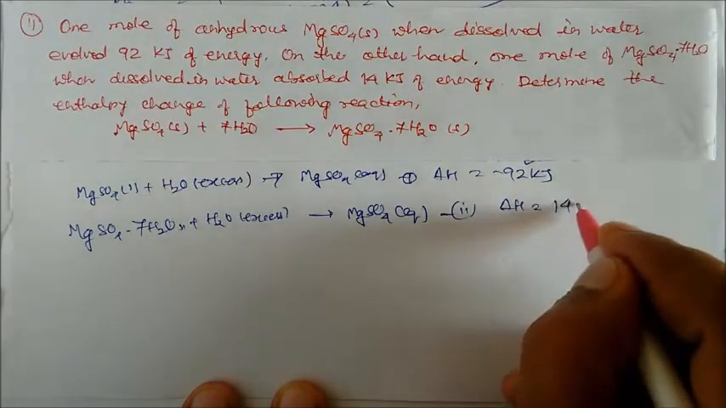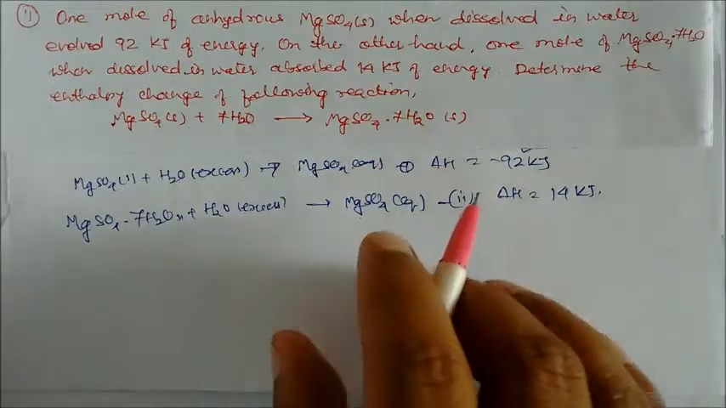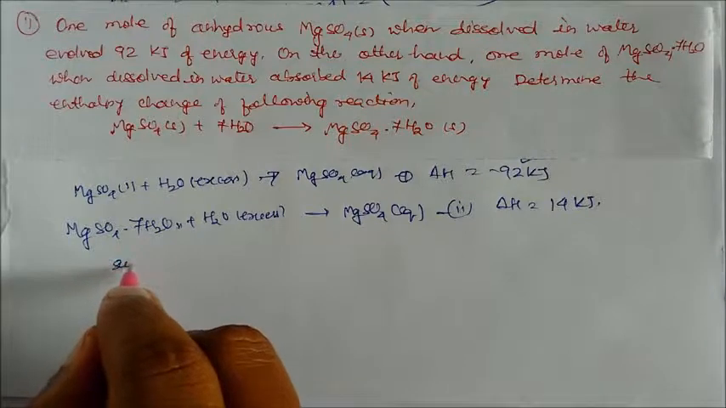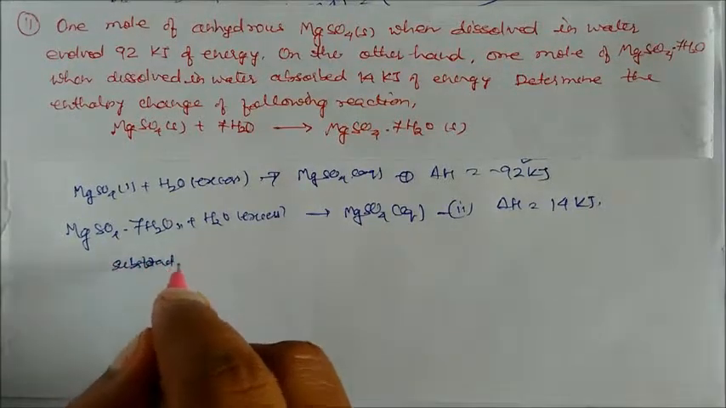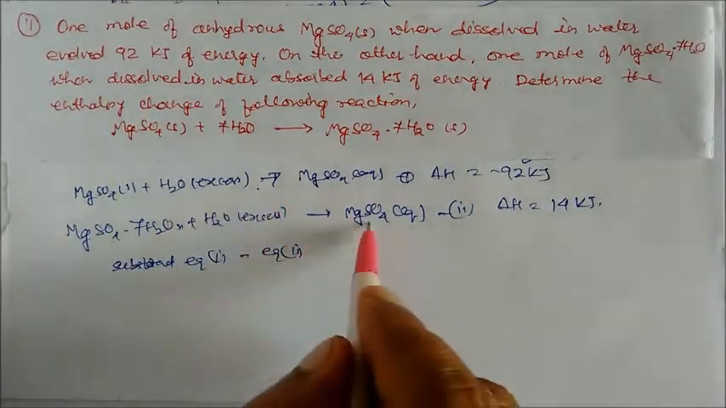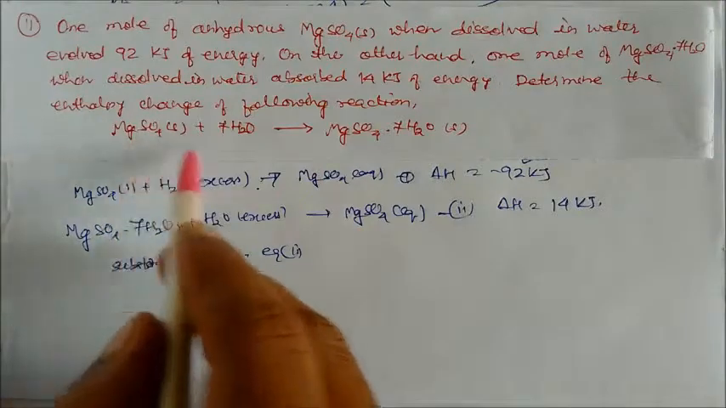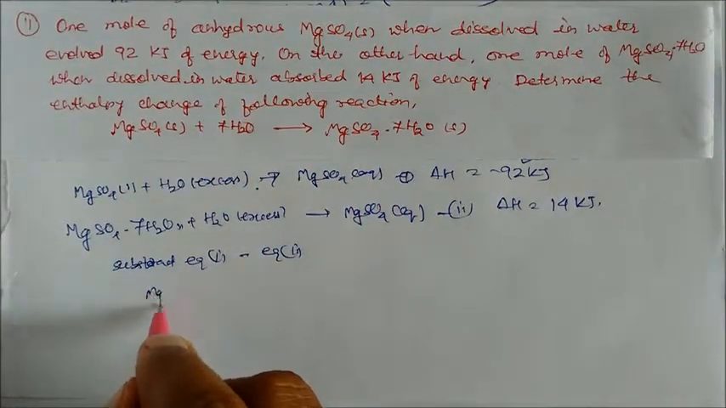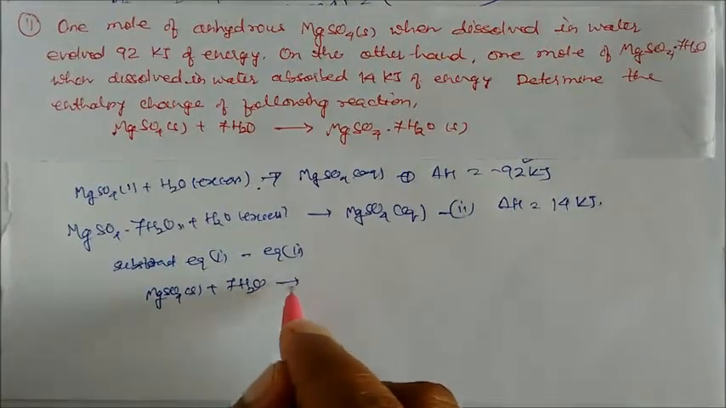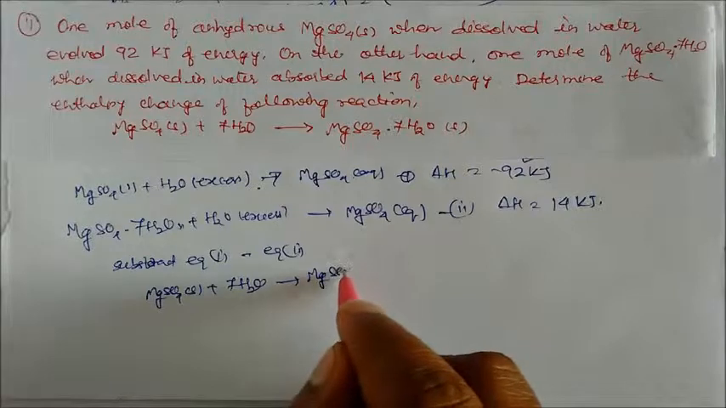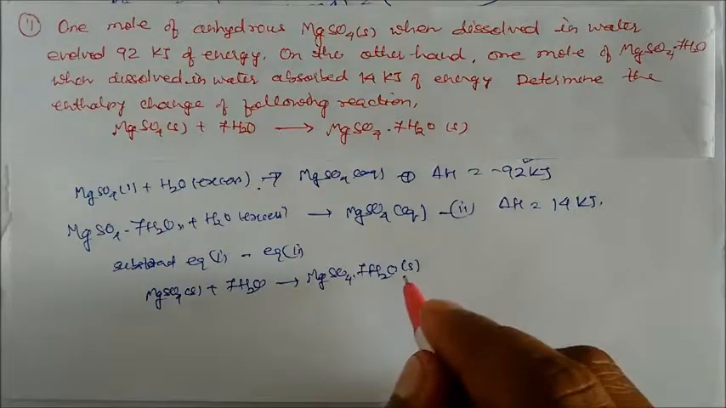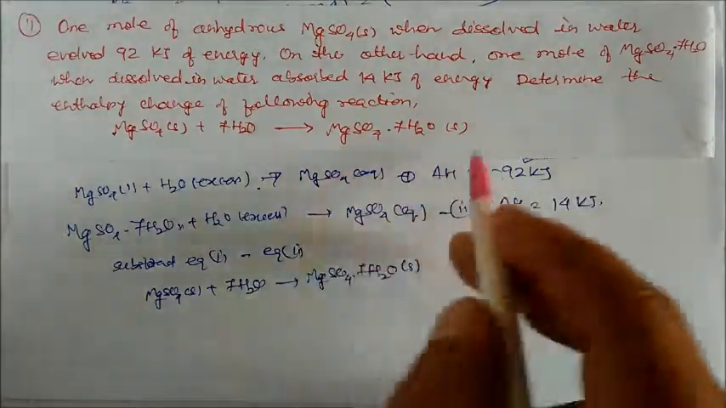What is the energy absorbed? The energy is 14 kilojoule. So again we subtract equation 1 minus equation 2. If we substitute this minus this, we will get this value: magnesium sulfate in solid plus 7H2O water will give you magnesium sulfate 7H2O in solid. Not aqueous, it will be solid. Solid is given, so solid will be there.